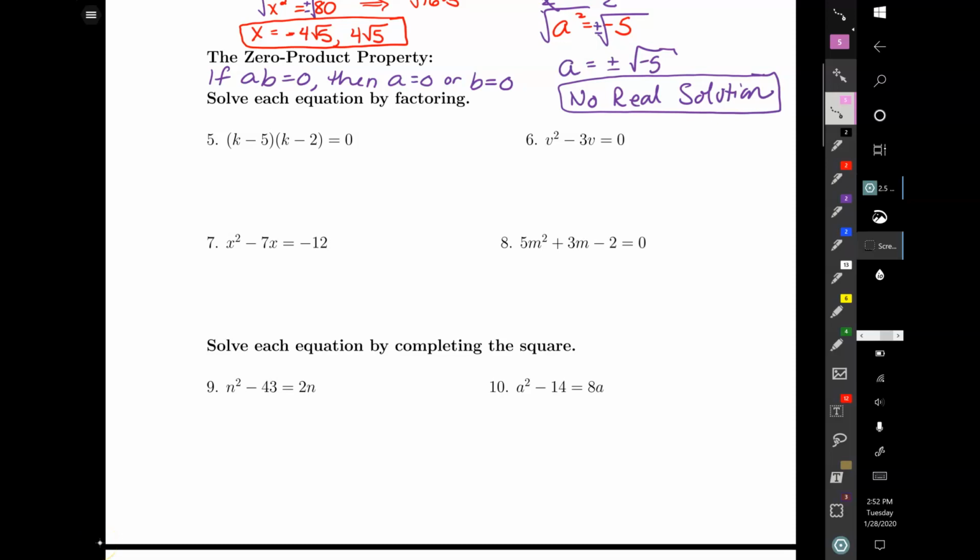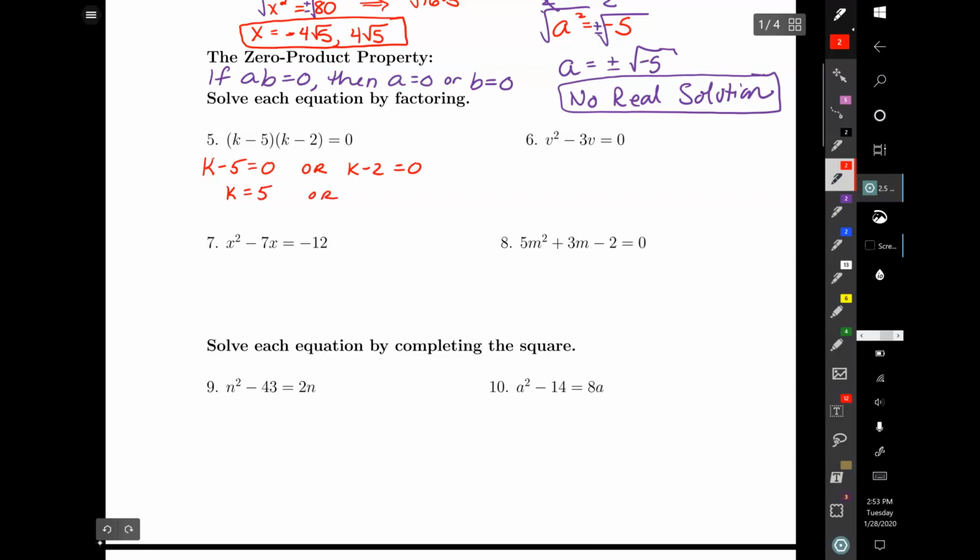So to set this up and show what I'm doing, I would just set each factor equal to 0. So k minus 5 equals 0. Or, again, that means and or, k minus 2 equals 0. And then I would calculate that out. Just solve and go through your steps. You can pretty much do it in your head though. K equals 5 or k equals 2 would be my answers. I could write it as k equals 2 comma 5, or I could put it as a solution set with a brace, 2 comma 5, another brace.